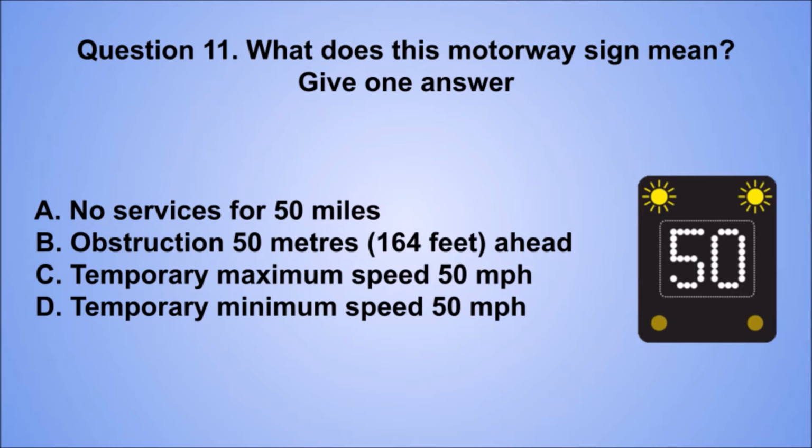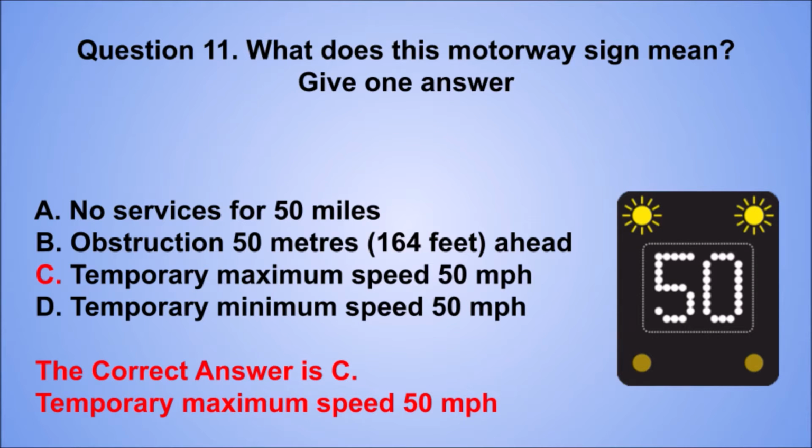Question 11. What does this motorway sign mean? Give one answer. A. No services for 50 miles. B. Obstruction 50 meters, 164 feet, ahead. C. Temporary maximum speed 50 miles per hour. D. Temporary minimum speed 50 miles per hour.